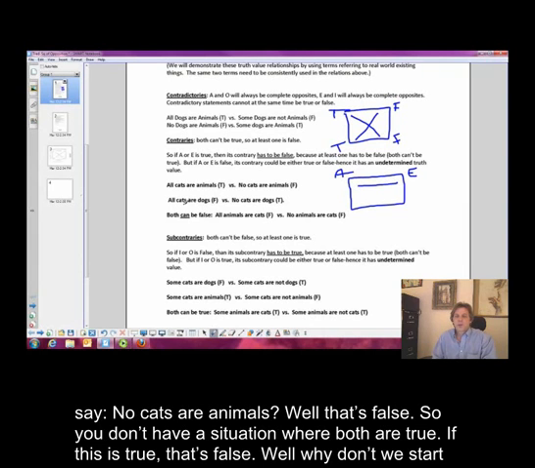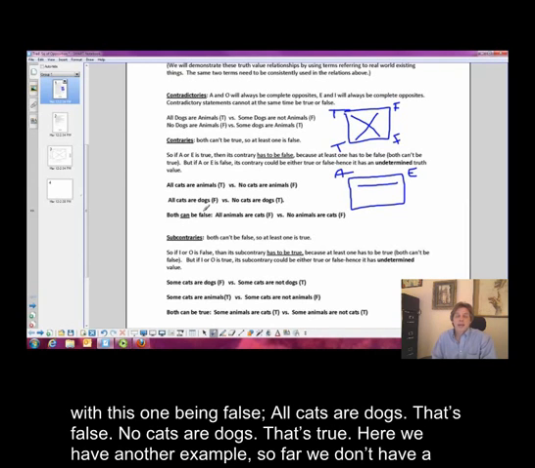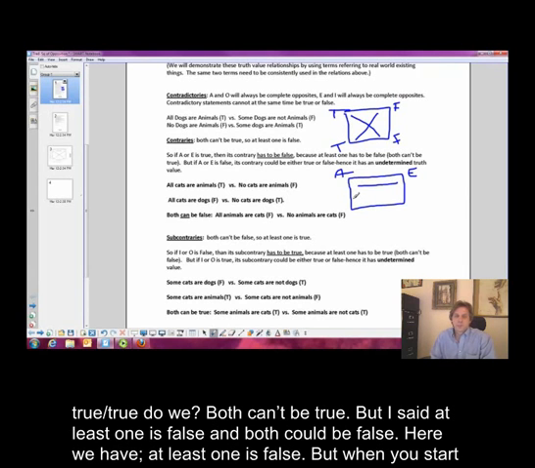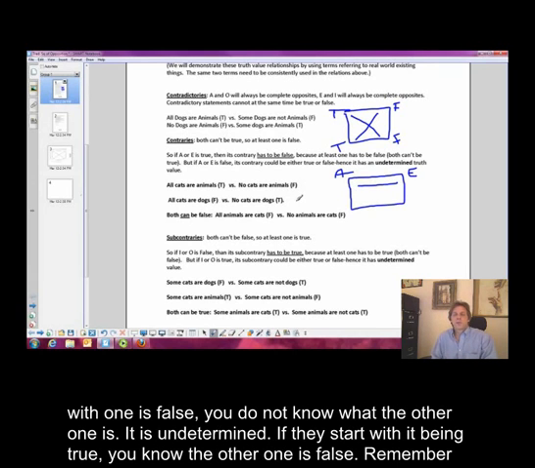Why don't we start with this one being false? All cats are dogs. That's false. No cats are dogs. That's true. Here we have another example. So far, we don't have both true. Both can't be true, but I said at least one is false, or both could be false. Here, we have at least one is false. But when you start with one being false, you do not know what the other one is. It's undetermined. If you start with it being true, you know the other one is false.